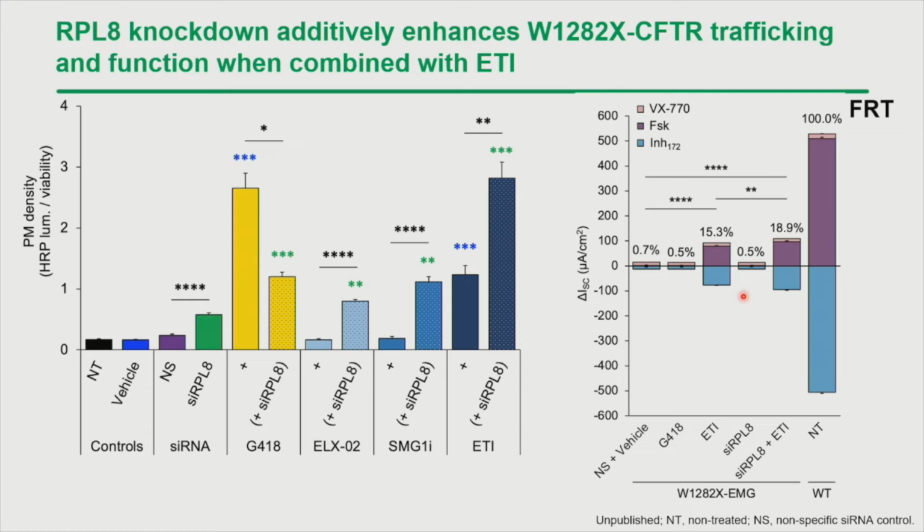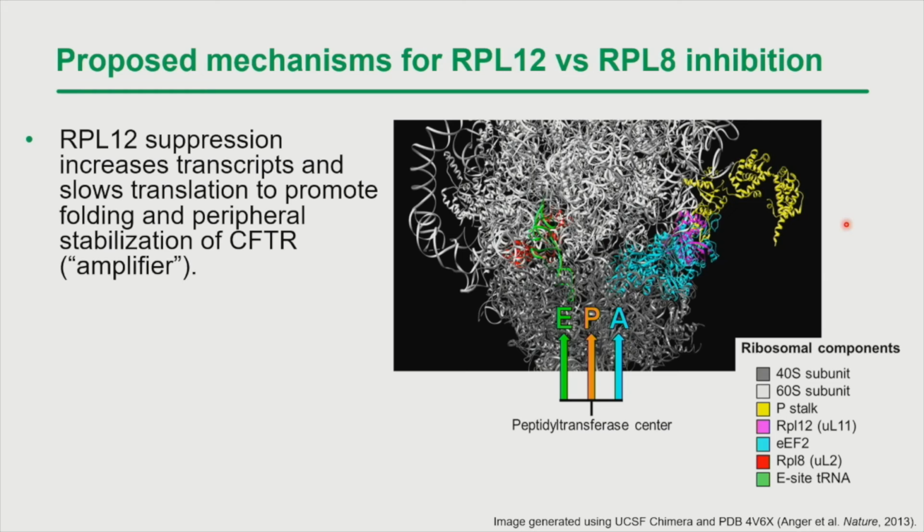What was interesting is that just ETI alone seemed to enhance 1282X function to about 15% of wild type. But when we applied G418 or RPL12 knockdown alone, we did not seem to see any sort of benefit. However, there was a modest degree of additivity observed with RPL8 suppression and ETI, restoring 1282X activity up to about 19% of wild type. And so I think this points to the hypotheses about RPL12 versus RPL8 suppression having very different proposed mechanisms on the biogenesis of mutant CFTR.